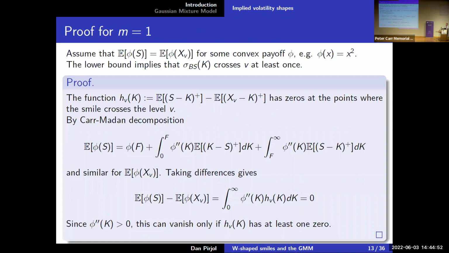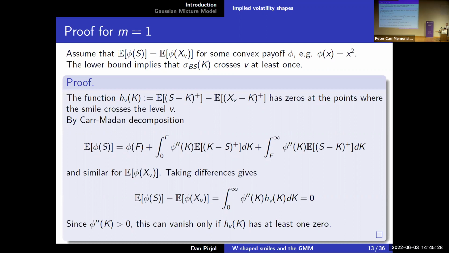So this is how it works. Let's suppose that the same payoff is priced equally by our reasonable density and by a log normal. For example, the payoff could be x squared or any convex payoff. Then you can take this function, the difference of the option price under the reasonable density and under the log normal with volatility V. And we see that as you change the strike, this function should vanish at the point where the smile crosses the level V, because the option prices are equal at that strike.